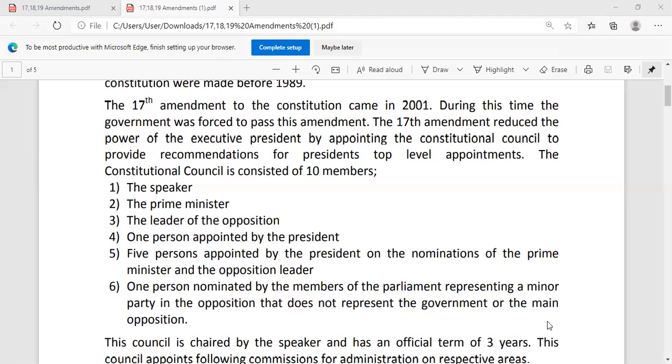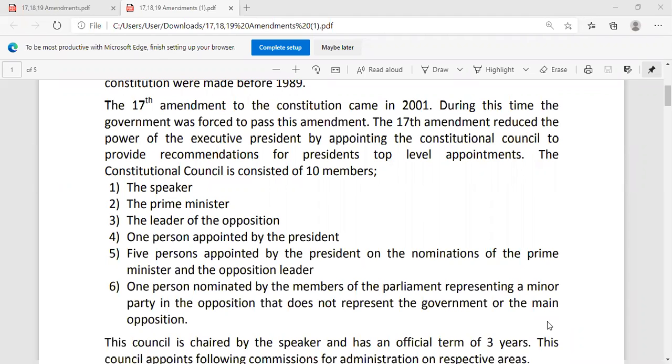Okay? Right? Other people, one person appointed by the president. Basically, that fellow was the president's representative. Five persons appointed by the president on the nomination of the prime minister and the opposition leader. So basically, the opposition leader and the prime minister have to choose five people collectively. They have to mutually agree to appoint these five people. And once the prime minister and the opposition leader nominate these five people, the president appoints them to the council.